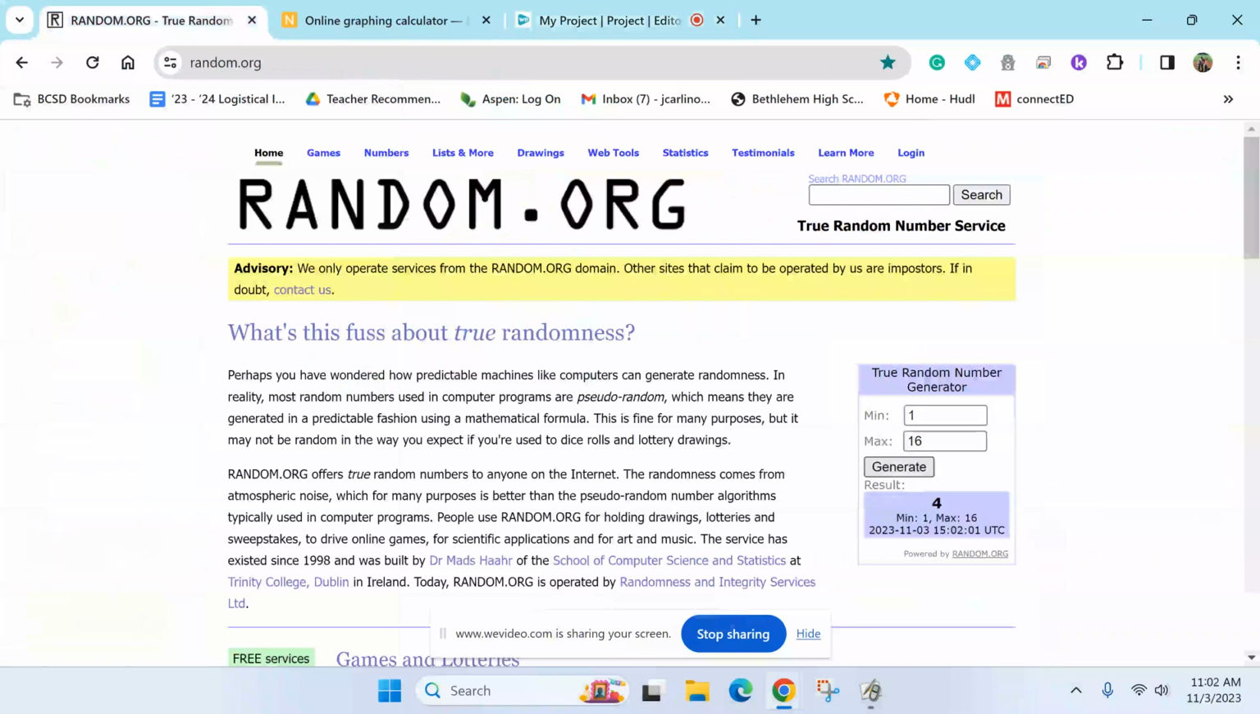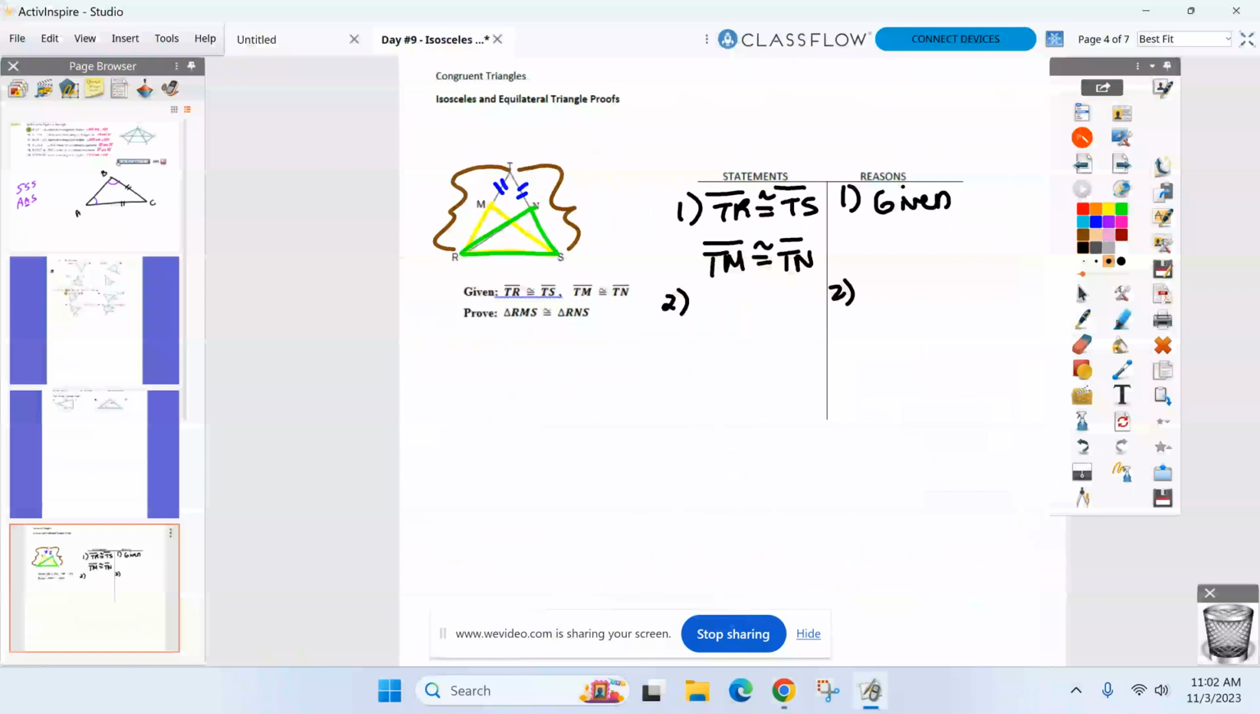Here we go. 1, 2, 3, 4. Doyle. TR minus TM equals TS minus TN. Yep. Great job. Awesome. Subtraction. Good job.